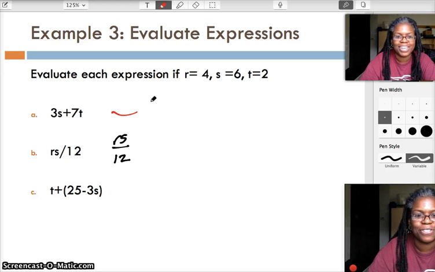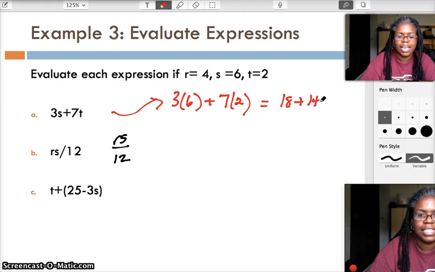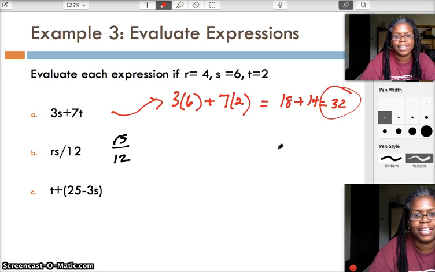I'll do this first one in red to keep it a little organized. So if I have 3 times s, I'm going to replace s with 6. Notice I'm using parentheses to indicate multiplication here. That is also a way that we can do it. And then I'm replacing the t with the 2. So when I handle this, I'm going to do the multiplication first. I get 18 plus 14, and when I add 18 plus 14, I get 32, and that's my final answer.